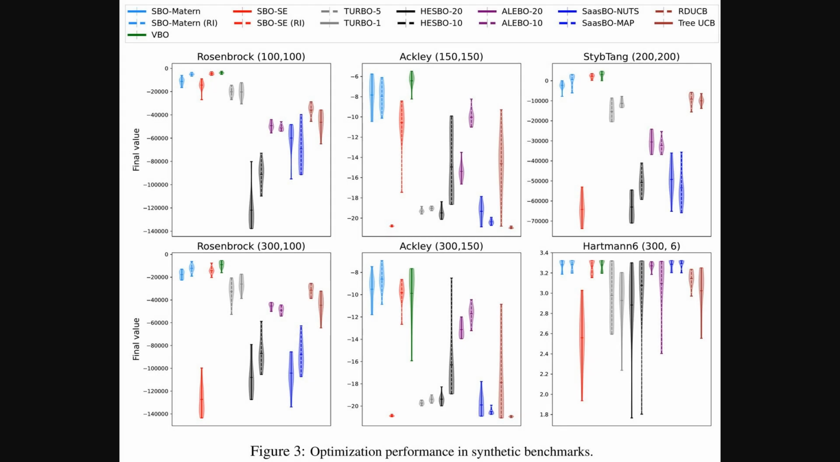Complementing those real-world results, Figure 3 here shows the optimization performance on several synthetic benchmarks, like Rosenbrock and Ackley, up to 300 dimensions. You see a similar pattern. Standard SE in solid red often struggles. But look at the Matérn kernel in blue, and especially the SE with robust initialization in dashed red. They perform very competitively, reinforcing the effectiveness of these approaches, even on these challenging synthetic problems.